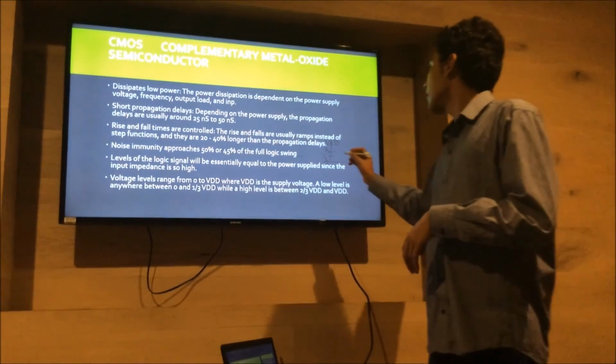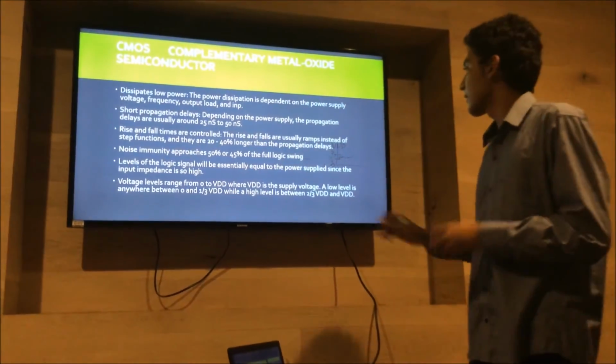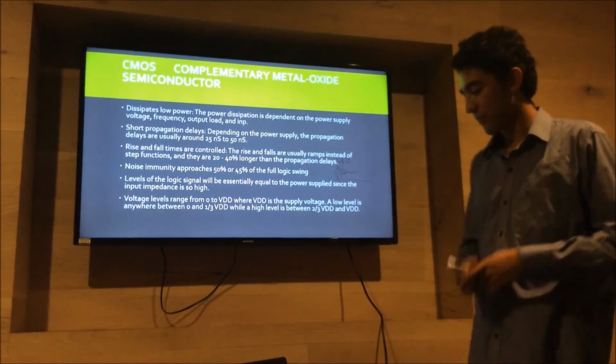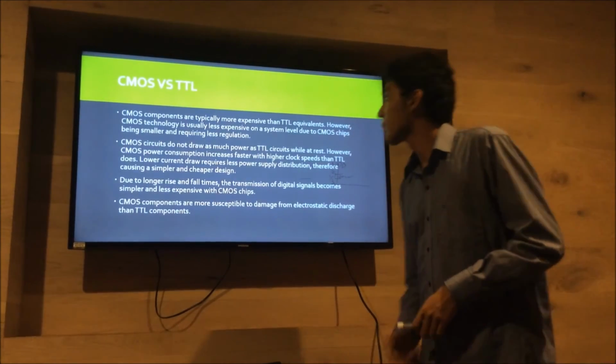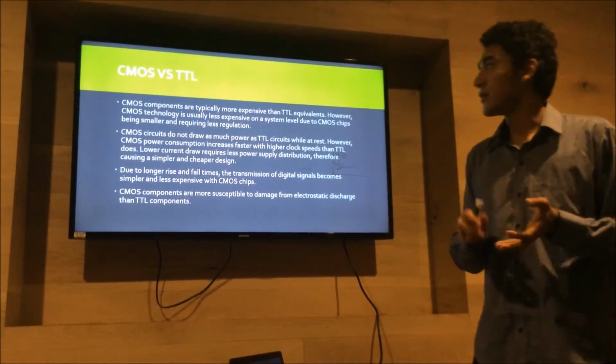Also, we have a more controlled, more specific prohibited band. What are the differences between CMOS and TTL?